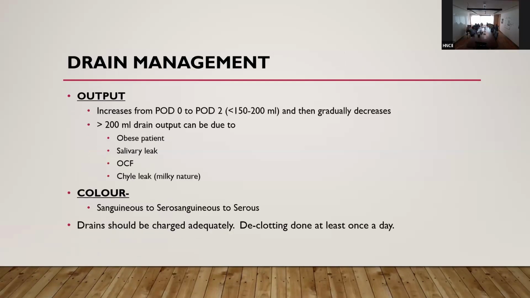So, drain management: look at its output. Generally from post-op day 0 to 2 it increases. It can go up to 150 to 200 and then gradually comes down. We can see more than 200 drain output in an obese patient or because of a salivary leak, that is a parotid fistula. We can also see it because of orocutaneous fistulas, where there is a communication between the oral cavity and the neck, and because of chyle, but then the drain will have a milky nature, so you will know. Then color: generally it transforms from sanguineous, that is the bloody nature, to serosanguineous and serous. So we can see how it progresses from day 0 to day 7.